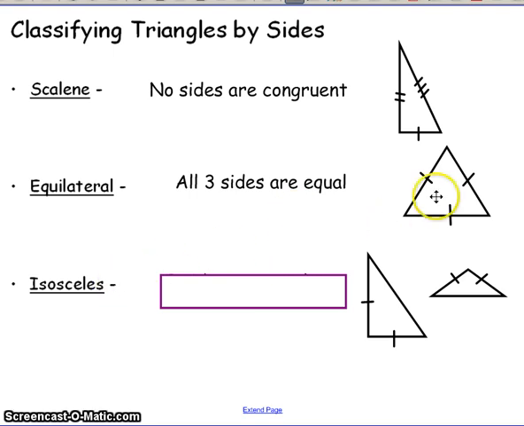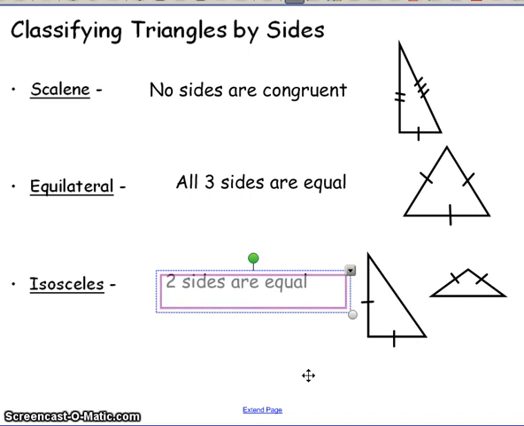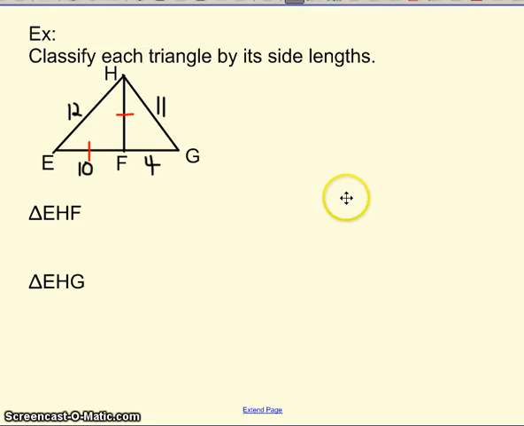Isosceles, well, any equilateral triangle is going to be isosceles because all you need to be isosceles is 2 of the sides congruent. So if you have 2 of the sides equal in length, then it is an isosceles triangle. And that's how we would classify by sides. So there's 2 different ways to classify triangles.